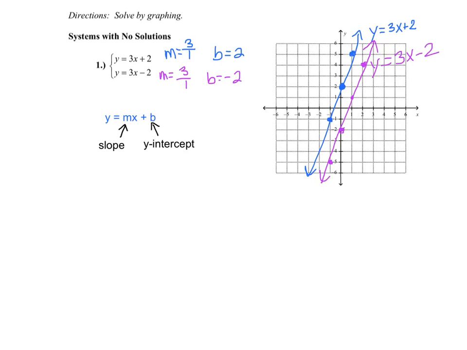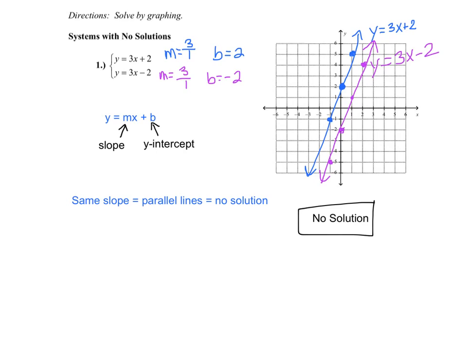Now what do we notice here? The lines are parallel. They're not touching, they're not intersecting. Whenever your lines are parallel, your answer is no solution. So there is no solution to this system of equations. Another way to identify no solution is whenever we have the same slope. Notice our slope is the same. Whenever we have the same slope, the lines are always parallel, which means no solution.